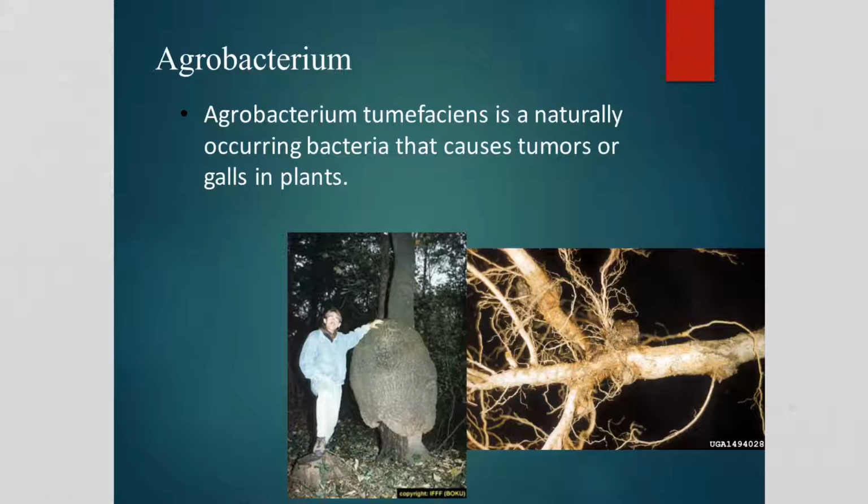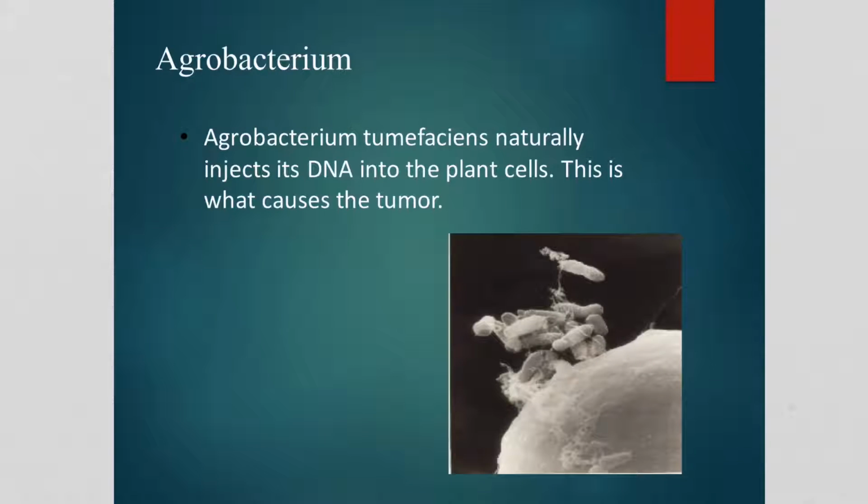A couple of other methods of using vectors to get genes inside cells. This is a great one used in certain plants. It's called Agrobacterium. And Agrobacterium is a naturally occurring bacteria that causes tumors in plants. So you can see here this tree that I'm standing next to has this huge tumor on it, or these tumors on the roots here. These are caused by a bacteria that infect the plant. And the way that they actually infect the plant is they do it by injecting their DNA into the plant cells. And that's actually what causes the tumor.